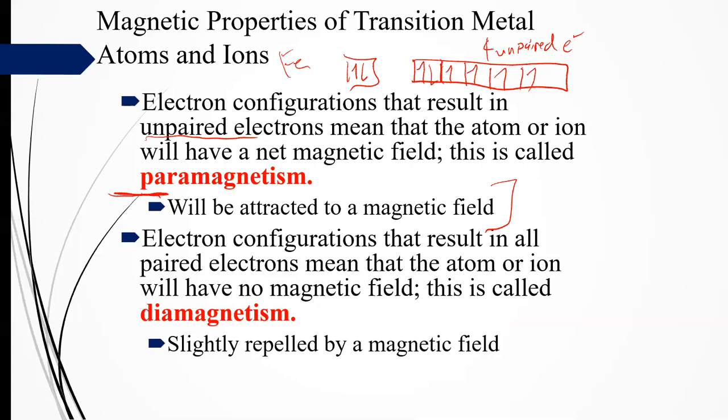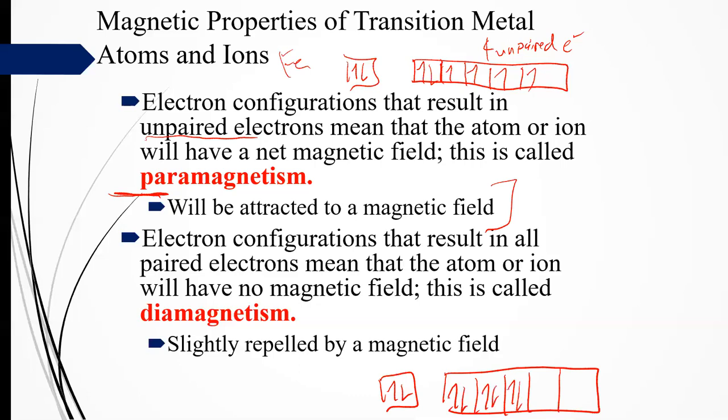On the other side, if all of those electrons were paired up, so something like zinc, zinc has 10 electrons in its d orbital. It's got 2 electrons in its 4s, and so all of those are paired. And so zinc doesn't respond to a magnetic field. If we put a magnet next to it, it doesn't get attached to it. And that's because it's what we call diamagnetic. All of its electrons are paired, so it's not going to interact with the magnetic field.